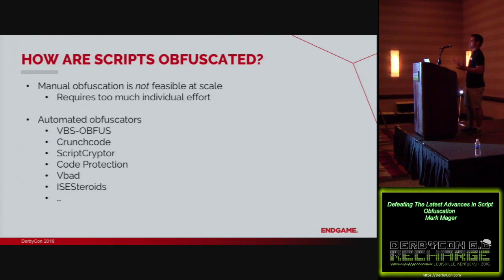Okay, so how are scripts obfuscated? Well, manual obfuscation is feasible, but it's not feasible at scale. One of the prime examples of manual obfuscation is the Obfuscated C contest that takes place annually. You can definitely look that up, and there's definitely plenty of examples of code that you just have absolutely no idea what's going on. But yeah, like I said, it's not practical or feasible at a large scale.